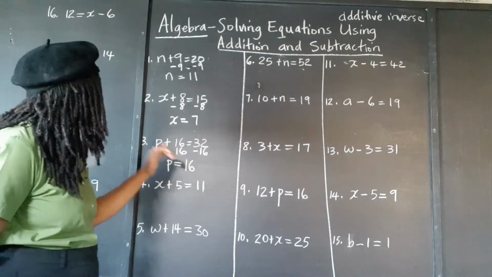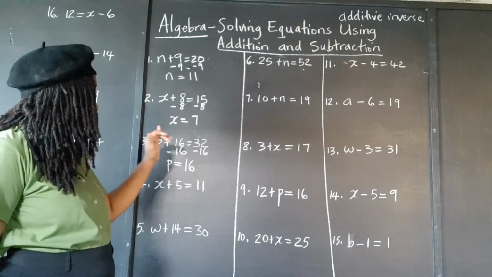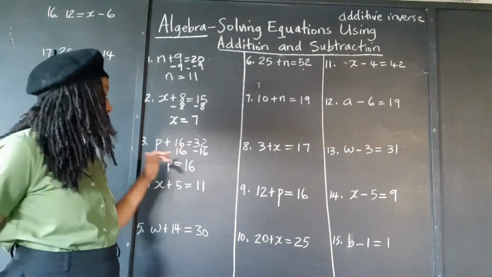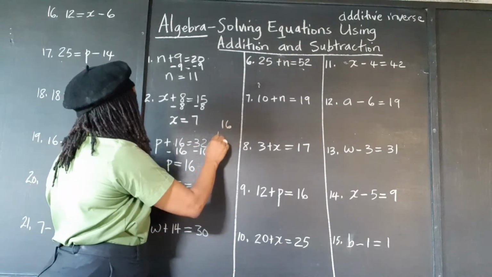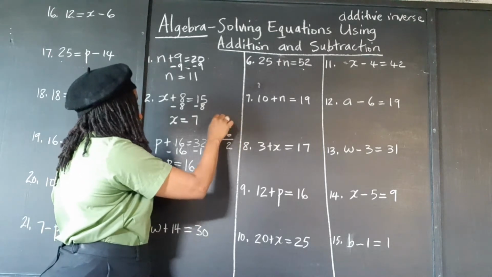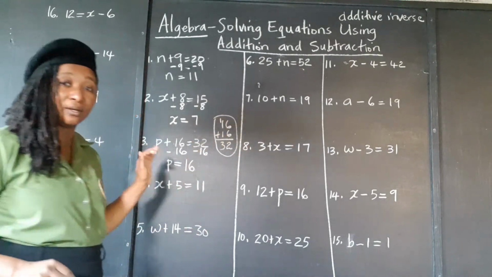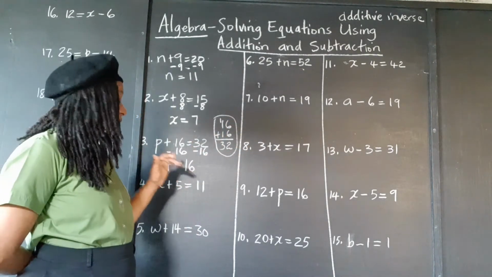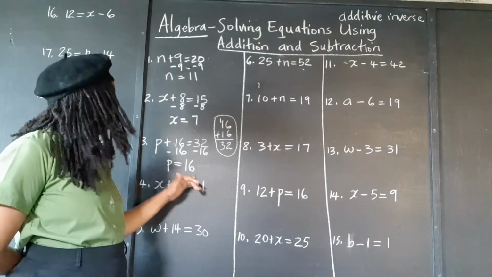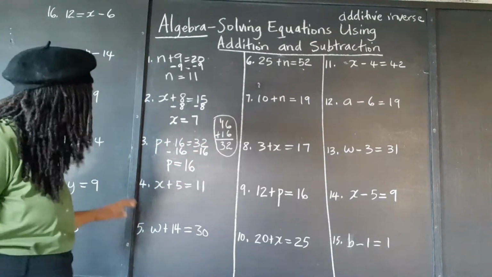If we plug this back here and add 16 plus 16, do we get 32? 16 plus 16, 6 and 6, 12. Yes, we do. So when we check our answer, we see that p is actually 16. 16 plus 16 gives 32.